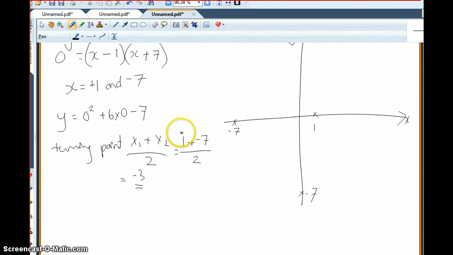You'll need to make sure you push equals in the middle. You have to do the plus 1 plus minus 7 first, and then divide by 2. Should be able to do it in your head. Minus 3, there's that. There's minus 3. That's where the turning point is going to be. I'm going to predict it's less than minus 7, so that it makes sense on my sketch.